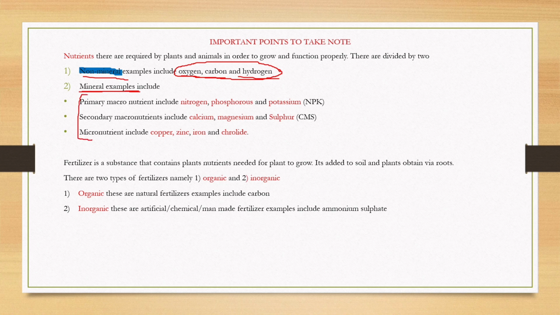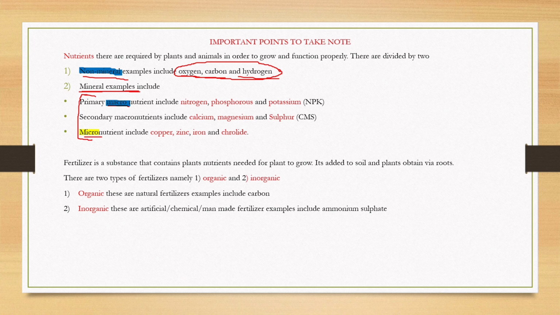Before I explain here, let me differentiate macro and micronutrients. Make sure you pay attention to this. Macro nutrients are nutrients which are needed by plants in large amounts. And then micro nutrients are nutrients which are needed by plants in small amounts.